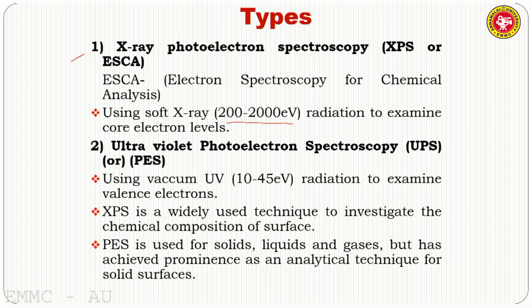Next one, ultraviolet photoelectron spectroscopy, otherwise called UPS or generally PS, using vacuum UV radiation to examine valence electrons. Here nearly 10 to 45 electron volts are used. XPS is a widely used technique to investigate the chemical composition of surfaces. PS is used for solids, liquids and gases, but has achieved prominence as an analytical technique for solid samples.